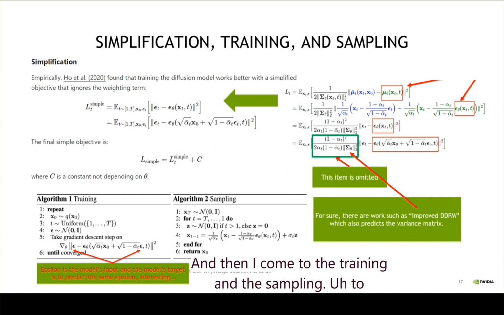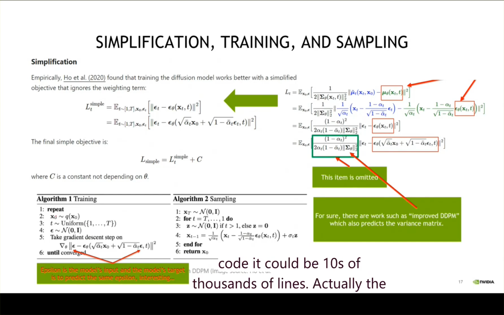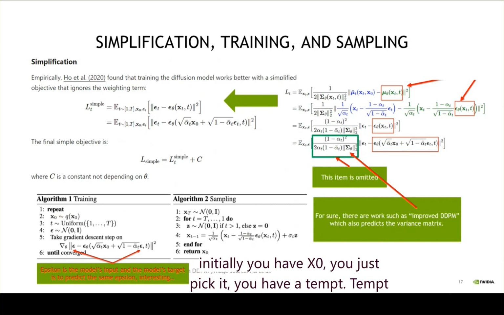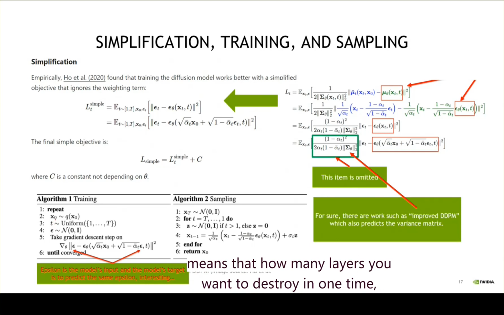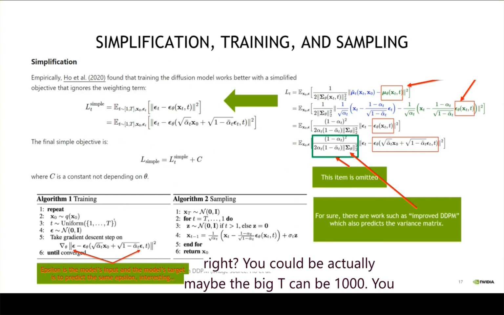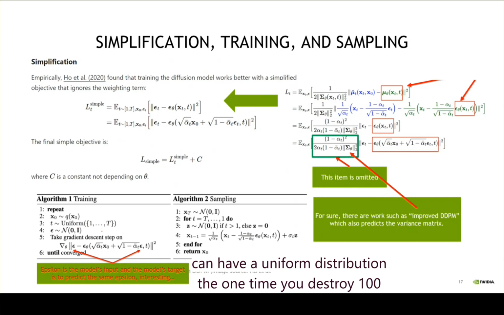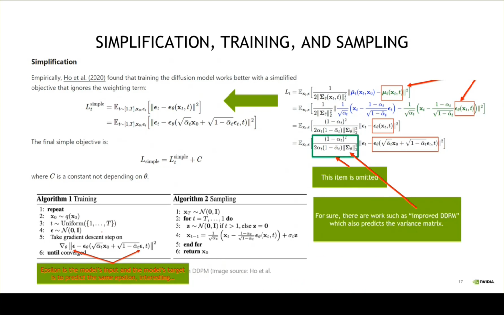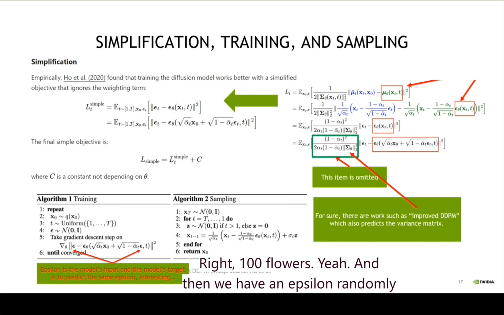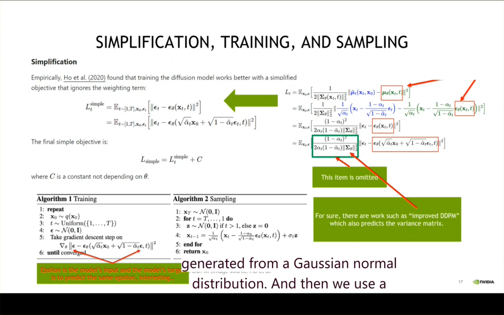Then I come to the training and sampling, the two algorithms. Even though it's only six and six lines, in the code it could actually be tens of thousands of lines. Initially you have x0, you pick it, and you have a time t. Time t means how many layers you want to destroy at one time, right? Maybe the big T can be 1000, so you can have a uniform distribution. So one time you destroy 100 layers, right? Then we have epsilon randomly generated from a Gaussian normal distribution.